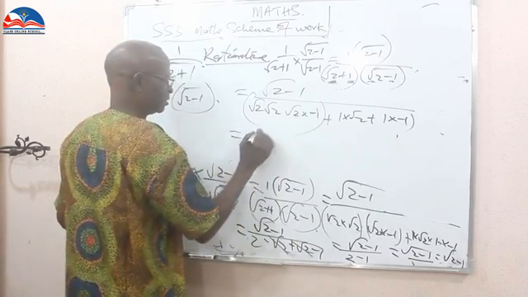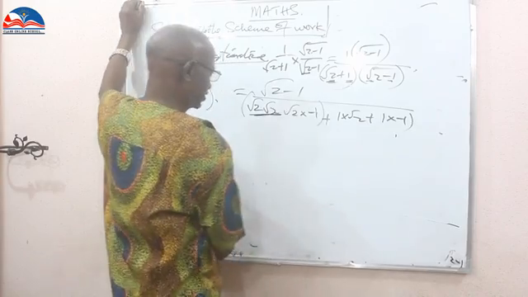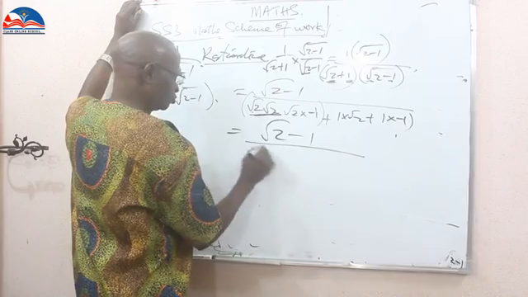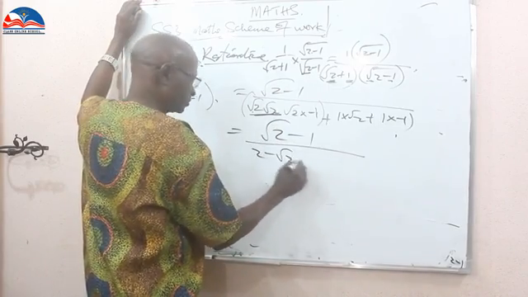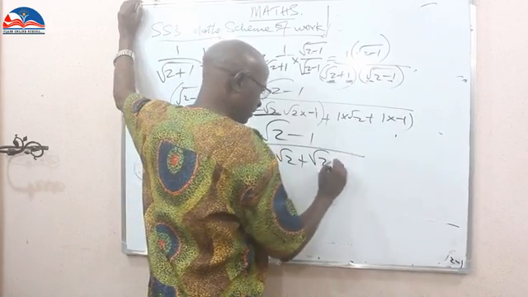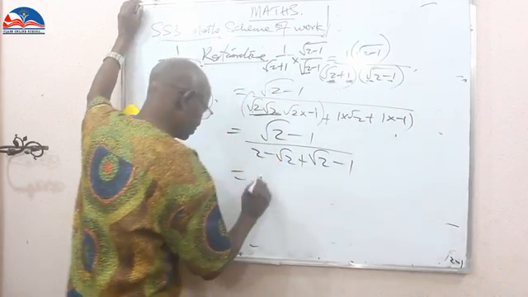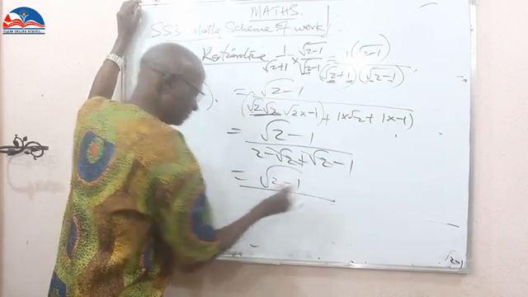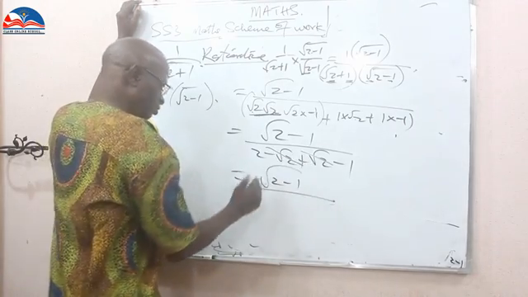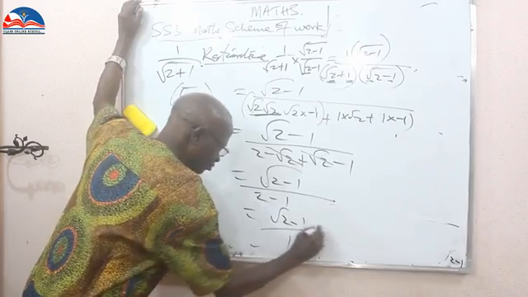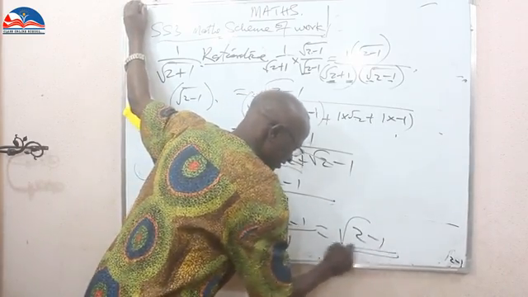Let's go again. The top remains unchanged: root 2 minus 1 over root 2 times root 2 is 2, and root 2 times minus 1 is minus root 2. 1 times root 2 is root 2, and 1 times minus 1 is minus 1. Then this remains root 2 minus 1 over 2, and minus root 2 and plus root 2 will vanish, leaving 2 minus 1. Then root 2 minus 1 over 1 remains root 2 minus 1. That's it.